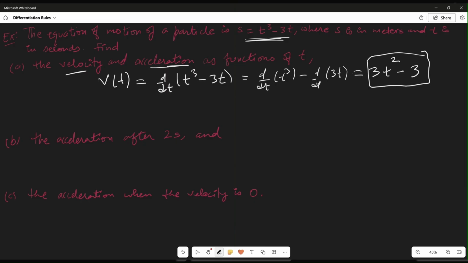So 3 times the derivative of t. What is the derivative of t? It's 1 times t to the 0, and anything raised to 0 is 1, so it's simply 1. So 1 times 3 is 3.